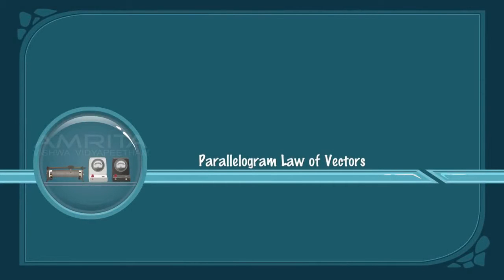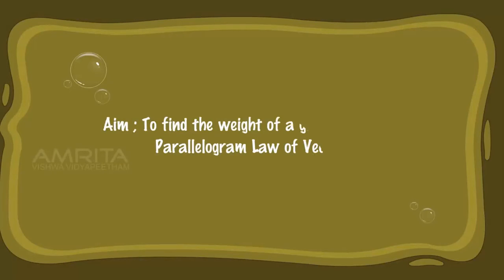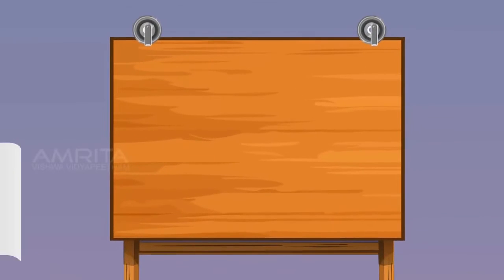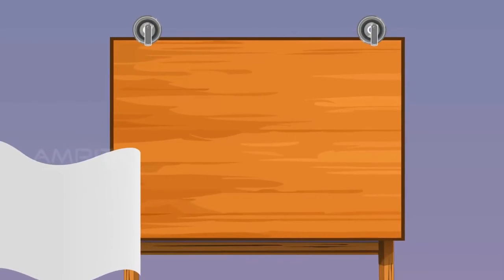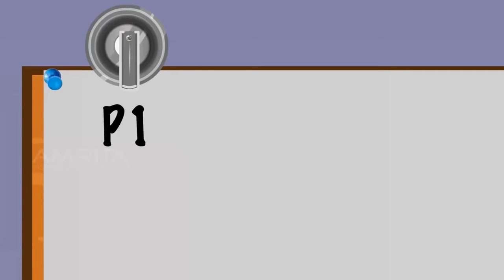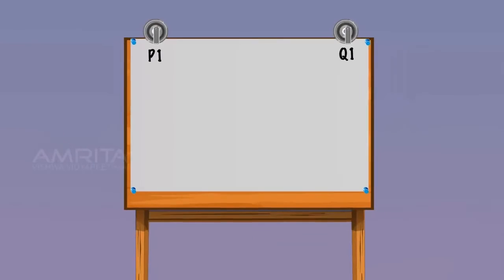Parallelogram law of vectors. Aim: to find the weight of the given body using the parallelogram law of vectors. Let's understand the main parts of Gravesand's apparatus. Place a paper on the wooden board. Take pins from the box. Firmly fix the paper on the board using the pins.